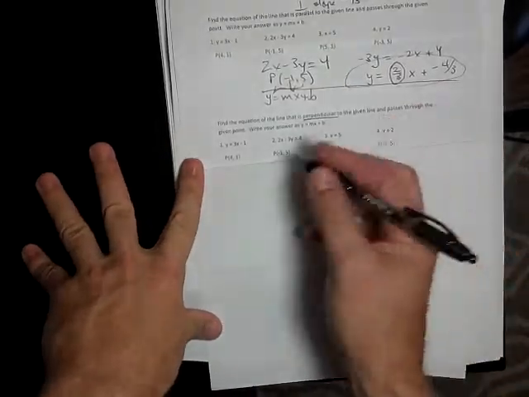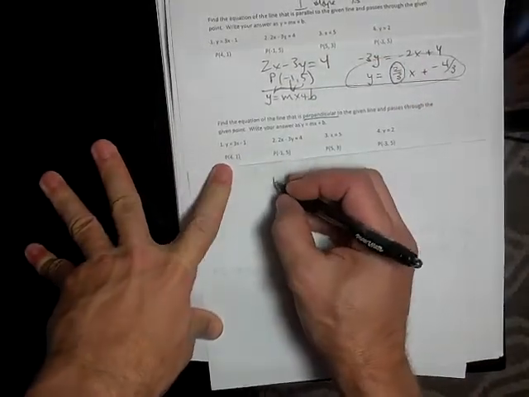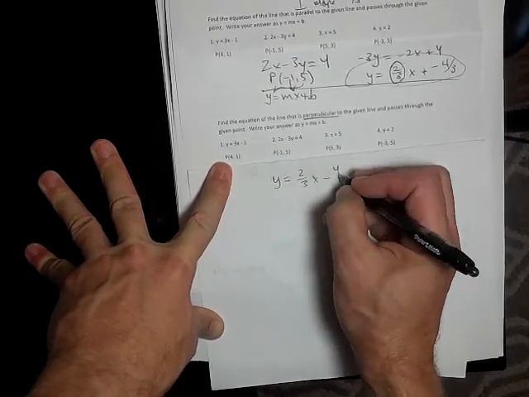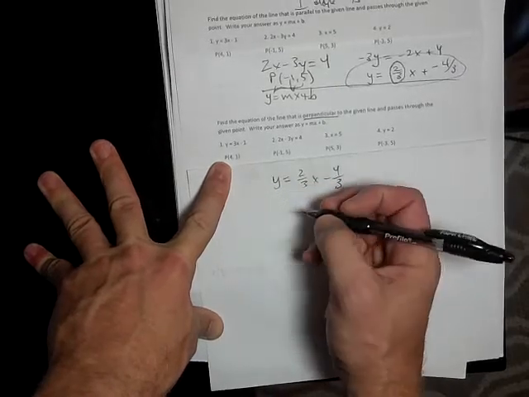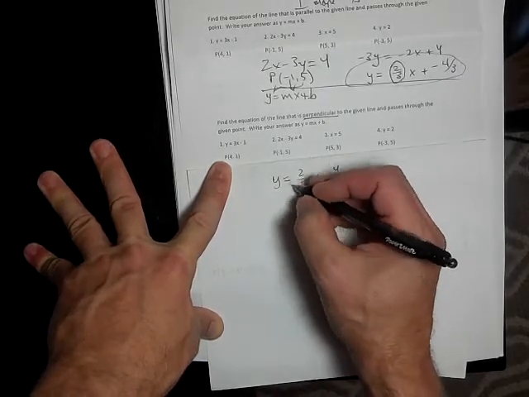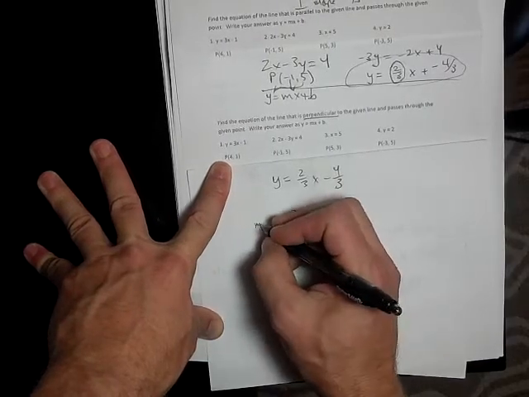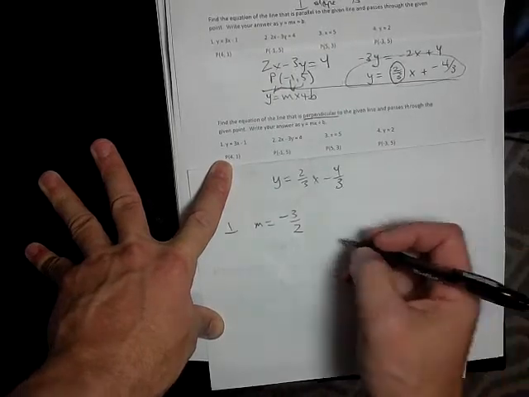Okay, so in this case, because we've already done this before, we solved for y. We got y equals 2/3 x minus 4/3. Then to find the slope of the perpendicular line, it's the negative reciprocal of that, which is negative 3/2. So our slope of the perpendicular line is negative 3/2.